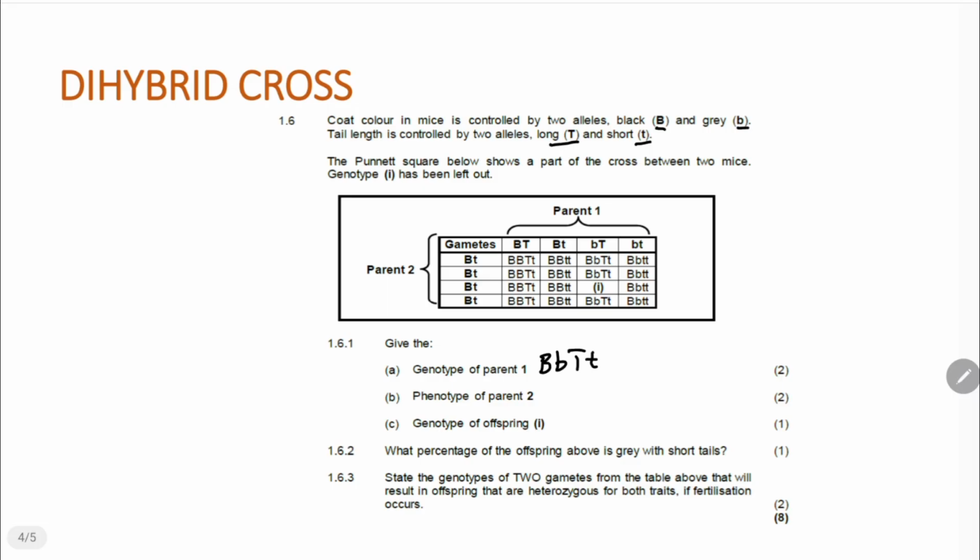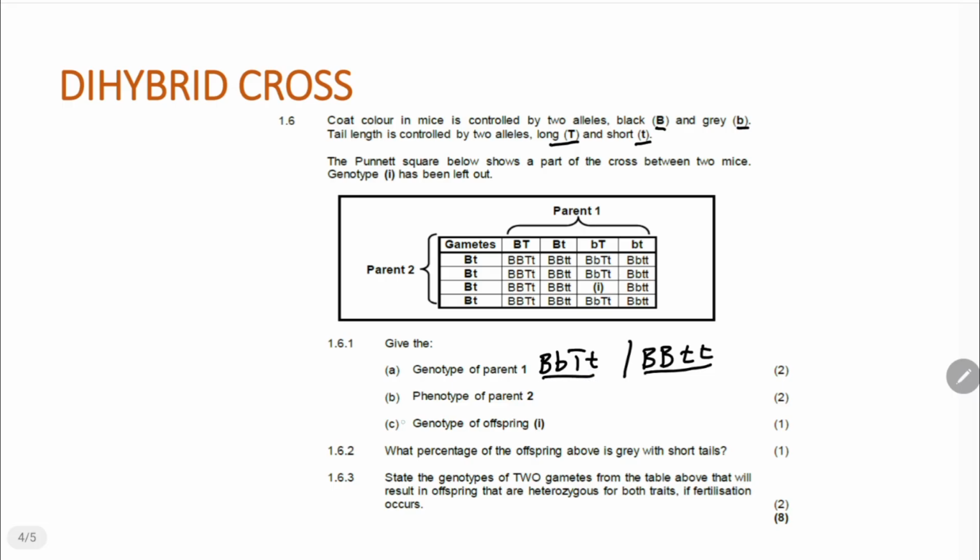Let's say maybe the question had asked for the genotype of parent number 2. We do the same thing. Now let's look at the B's. We only have capital letter B's here, which means that the genotype for parent 2 would have been capital letter B, capital letter B. Let's look at the T's. We only have small letter t's, which means that it is going to be small letter t, small letter t. This is going to be the genotype of parent number 2, and this is the genotype of parent number 1.